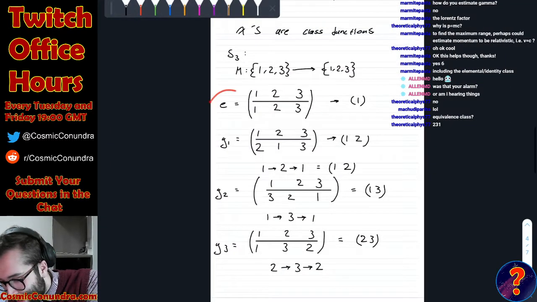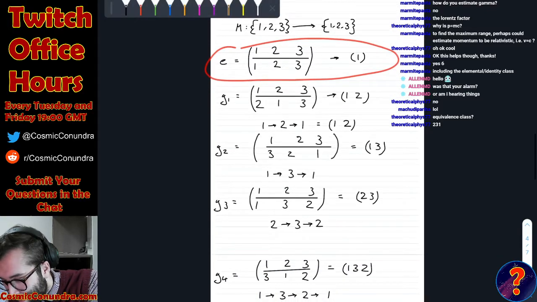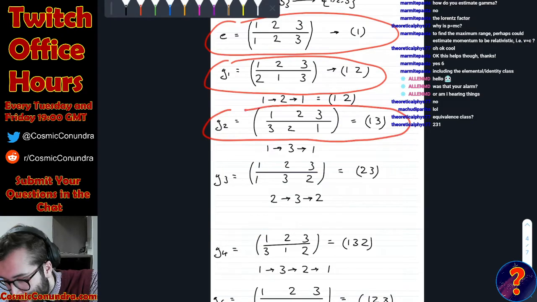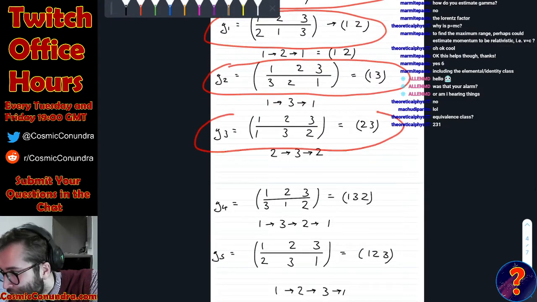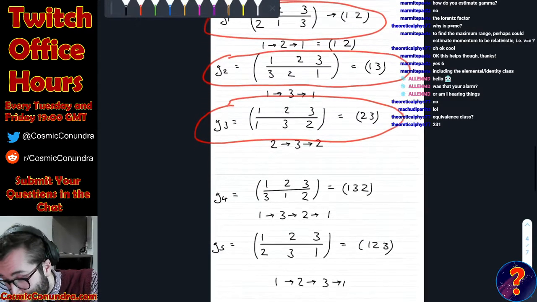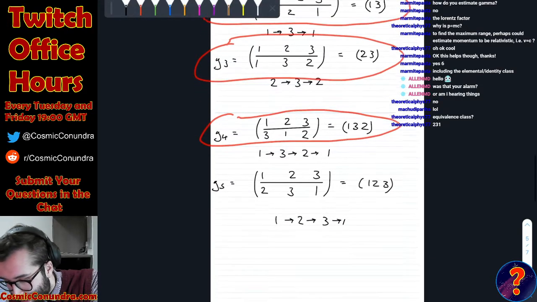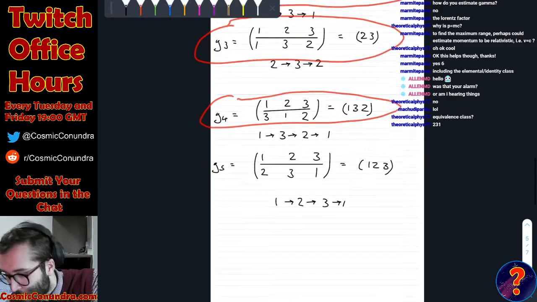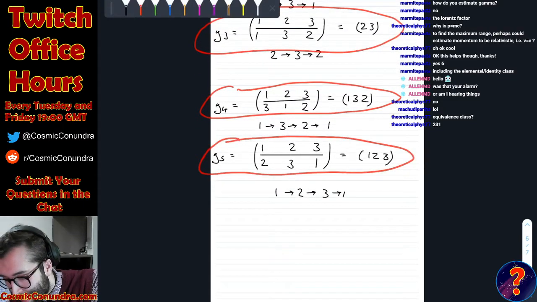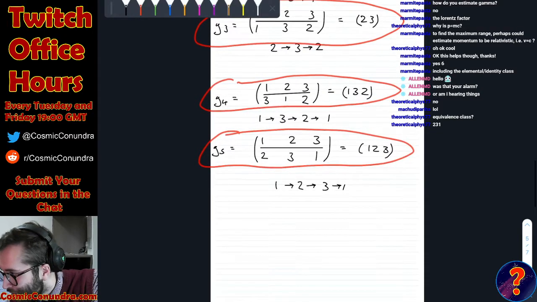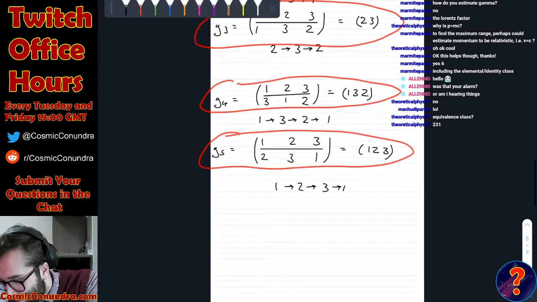We've got the identity, which does nothing. We've got G1, which swaps 1 and 2. G2, which swaps 1 and 3. G3, which swaps 2 and 3. G4, which is taking 1 to 3, 3 to 2, and 2 to 1, and G5, which is taking 1 to 2, 2 to 3, and 3 to 1. So these are all of our possible permutations.